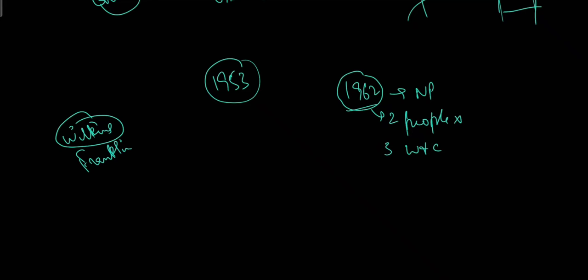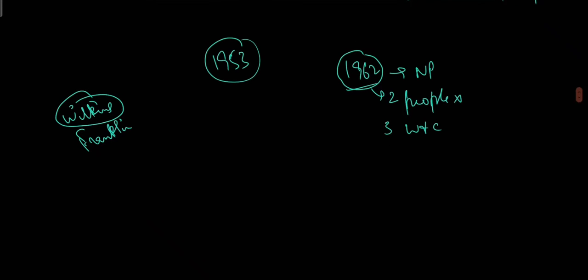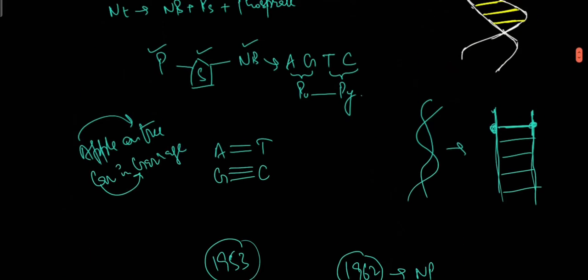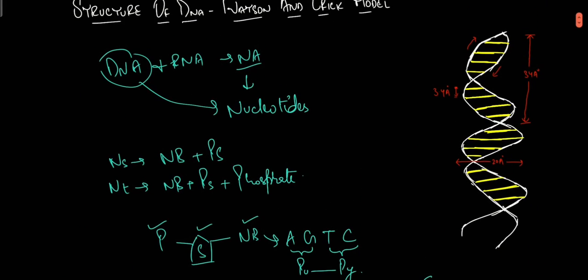This is something you have to remember: the Nobel Prize given in 1962 for the structure of DNA was given to 3 people, and Wilkins was included among them. So this double helical structure is something that I tried to make you understand. And now what you have to understand is the configuration of DNA, that is, the basic configuration of DNA.